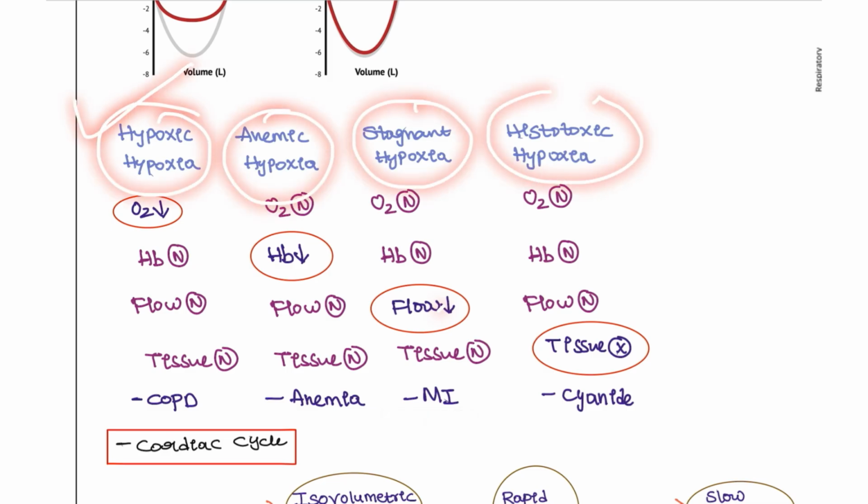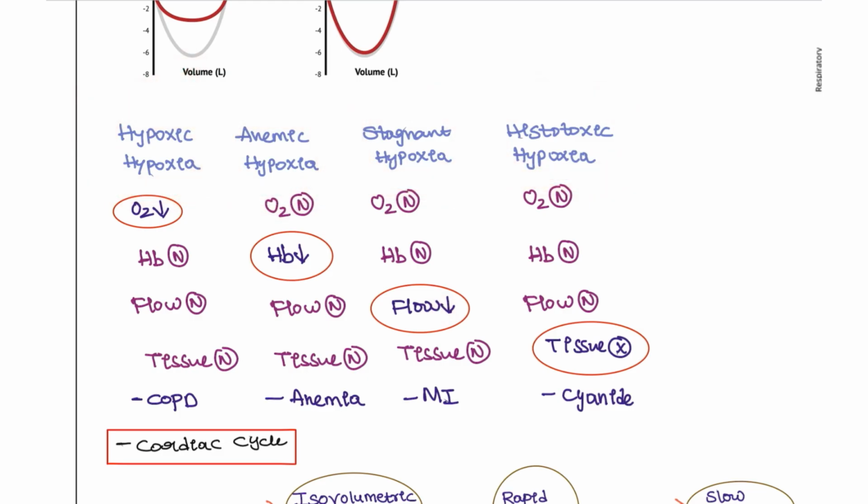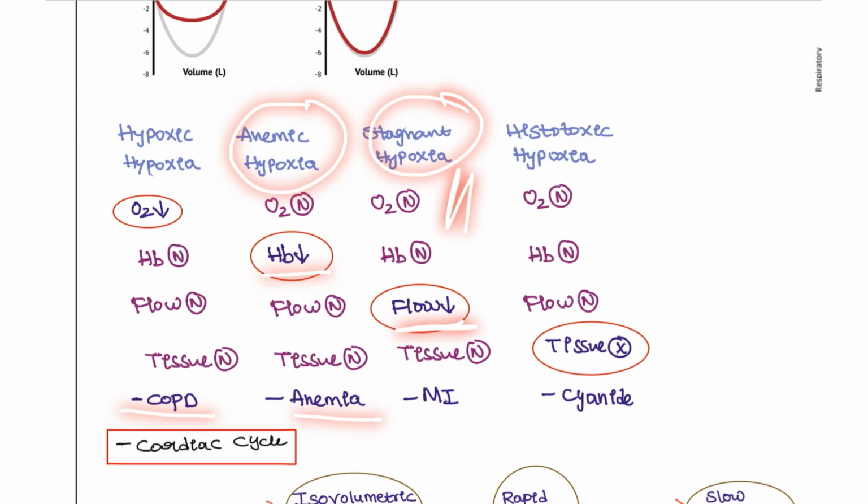The more common is the hypoxic. Why hypoxic, guys? This is due to decreased oxygen content, seen in COPD patients. Anemic hypoxia, decreased hemoglobin, in anemia patients. Stagnant hypoxia, the flow is damaged because it is occluded by a thrombus, seen in MI. Histotoxic, the tissue cannot take up that oxygen, seen in cyanide poisoning.